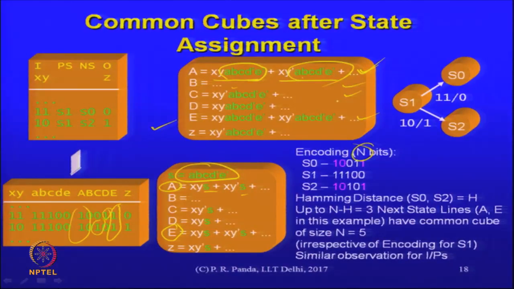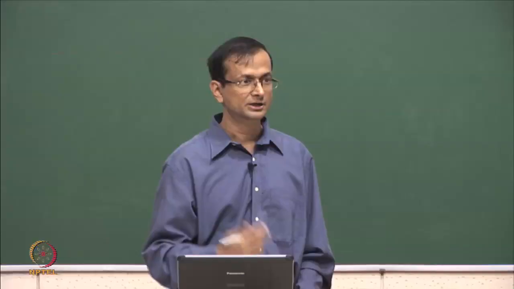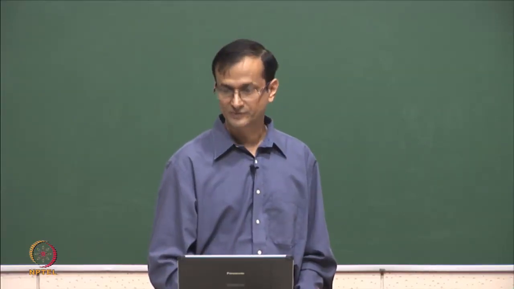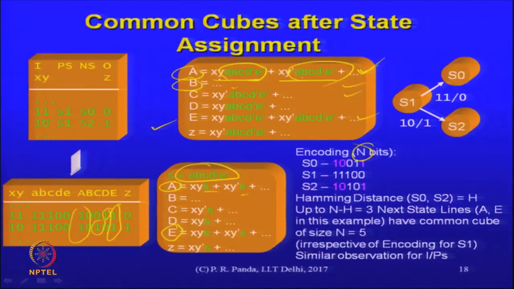My question is, view all of these logics differently, logic for A differently, logic for B. For each of them we would like to identify, is there a common cube of size 5. So, for A it is there, but for B it is not there. For C and D also it is not there. Within the logic of C and D it is not there, but for E it is there. So, how can I characterize the number of appearances of the common cube within the respective expressions?